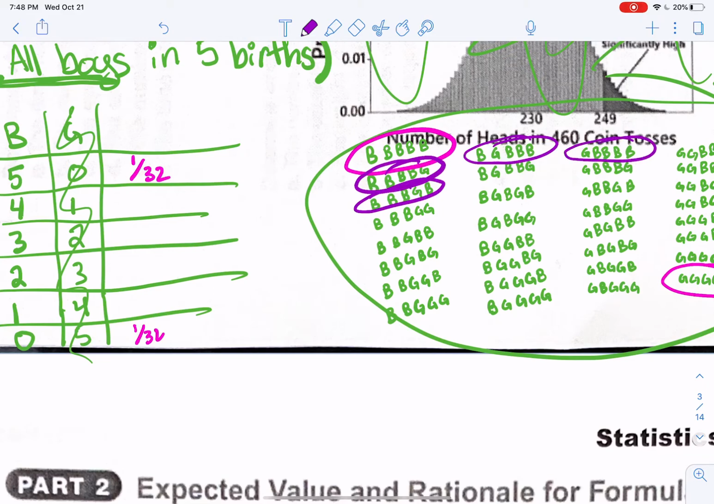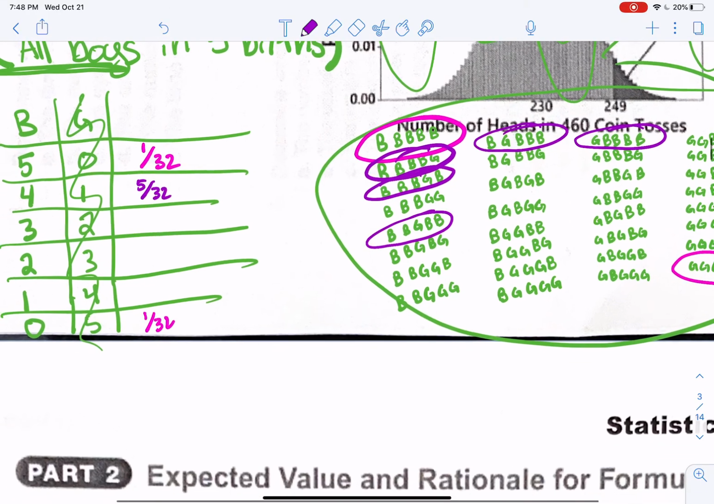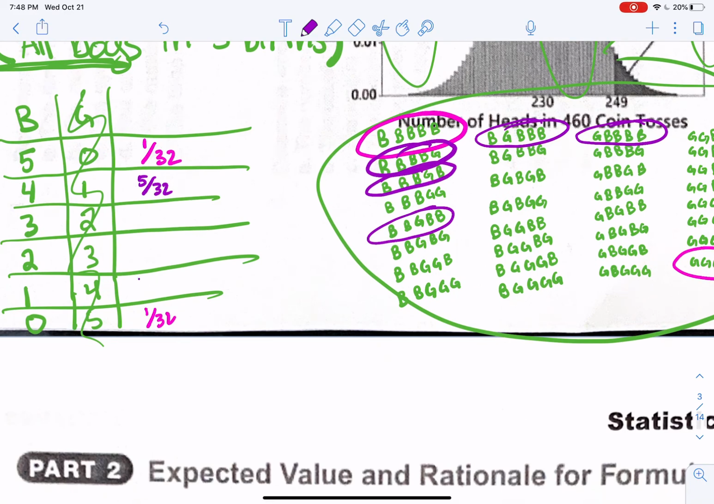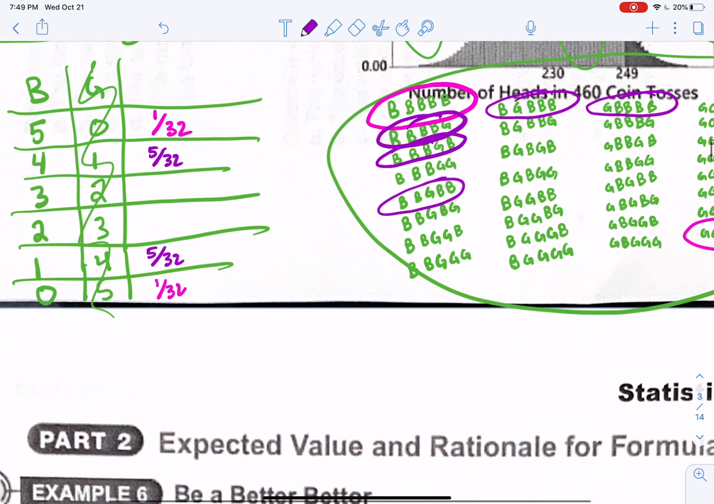And 4 boys. And is that all? 4 boys, 4 boys, 4 boys. Oh, 4 boys. I missed one. So there's 5 combinations out of 32 that have 4 boys, okay? Now, what you will find is that there's also 5 out of 32 combinations that will have 1 boy and 4 girls, because it's kind of the same on the opposite end, okay?